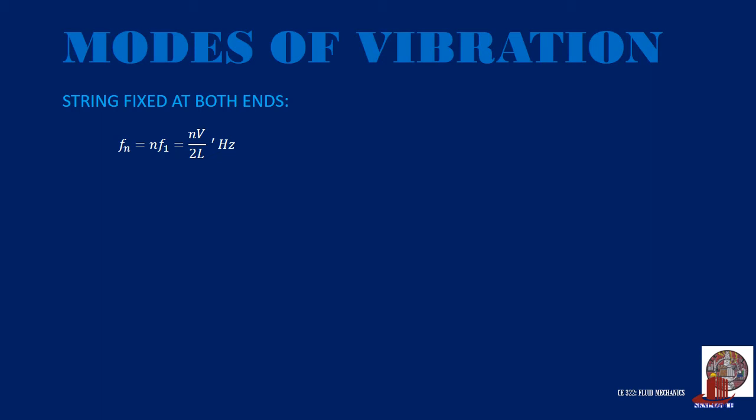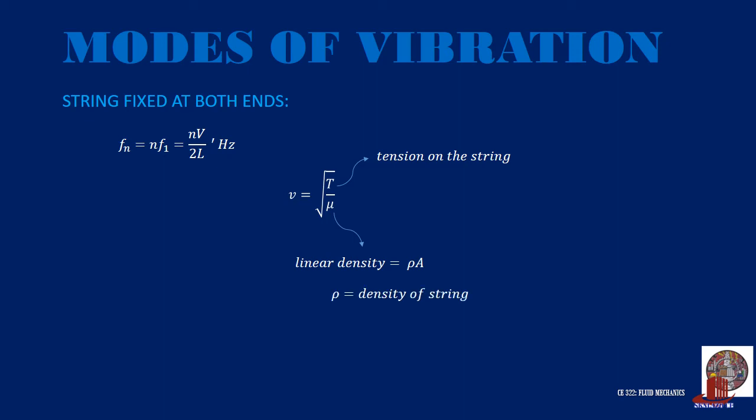The string velocity is also computed as the root of T all over mu, where T is the tension of the string and mu is linear density, which is further computed as density multiplied by cross-sectional area of the string. Density of the string can be taken as its mass all over its volume, or its specific gravity by water's density. So plugging in this formula for velocity will give us a modified formula of frequency as n all over 2L times the root of T all over mu.